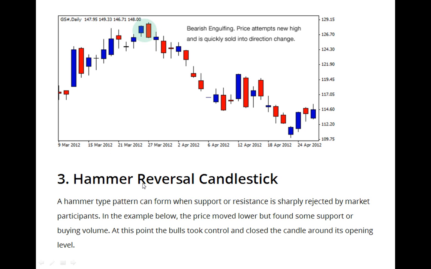The third one is the hammer reversal candlestick. A hammer type pattern can form when support or resistance is sharply rejected by market participants.